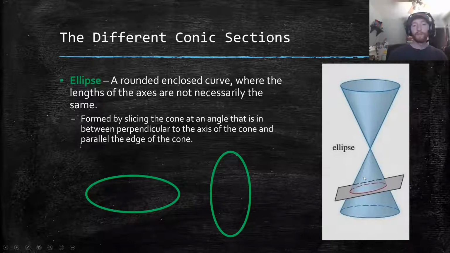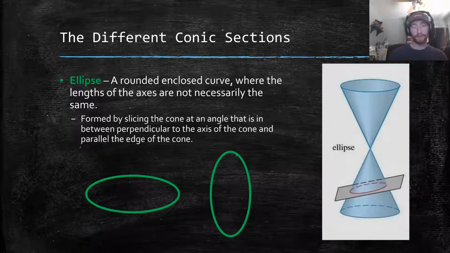So because this plane is intersecting the cone not parallel to the base like the circle was, but slightly askew, we end up with a longer axis in one direction. And that is going to result in these shapes right here, which are called ellipses.